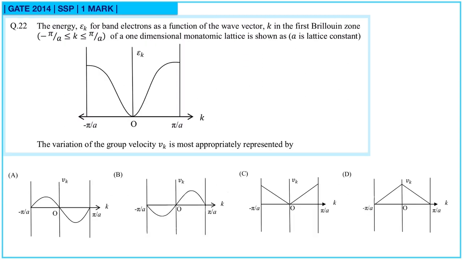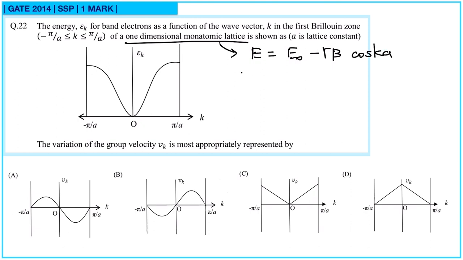Next, question number 22. The energy Ek for band electrons as a function of the wave vector k in the first Brillouin zone, minus pi by a to pi by a, of a one-dimensional monoatomic lattice is shown. The variation of group velocity is most appropriately represented by. So if we have a one-dimensional monoatomic lattice, then for that E is equal to E naught minus gamma beta cos ka.